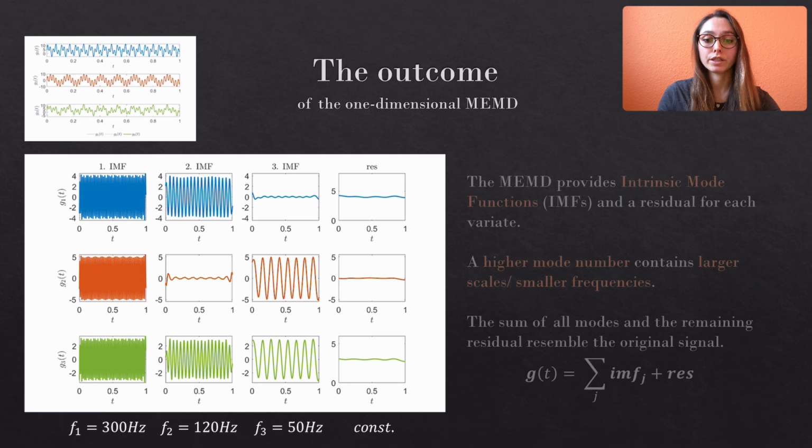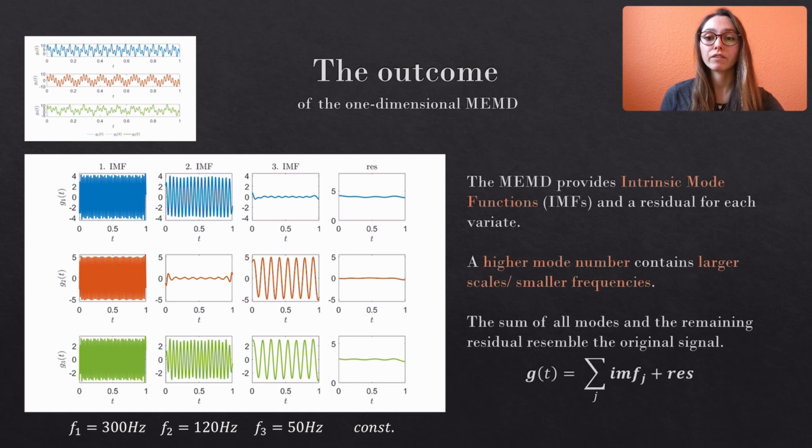Let's quickly summarize. We have seen that the MEMD provides a set of IMFs and a residual for each variate. As for the univariate EMD, the mode adherence scales increase with mode number, so the frequencies decrease. And the multivariate EMD is also complete, which means that the sum of all IMFs and the residual gives us back the original data.